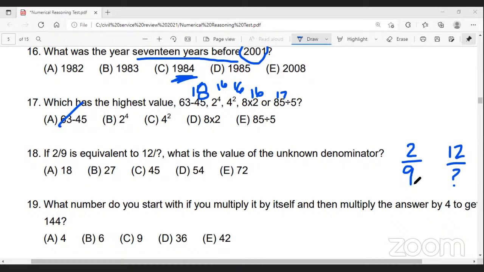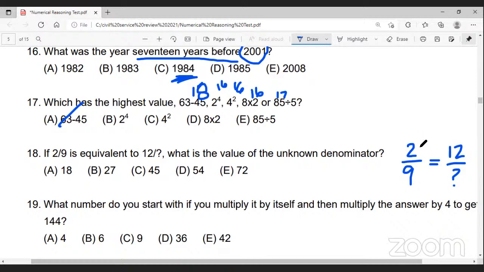You are just to think of the number to be multiplied from 2 to get 12. That will be the same number to be multiplied from 9 to get the unknown number. Can you now recall our strategy or technique? Unmute, please. What number is to be multiplied from 2 to get 12? Your answer, Miss Jem, is 36?